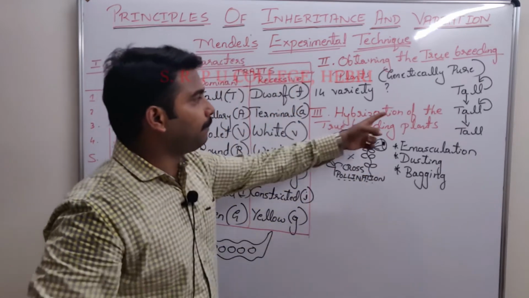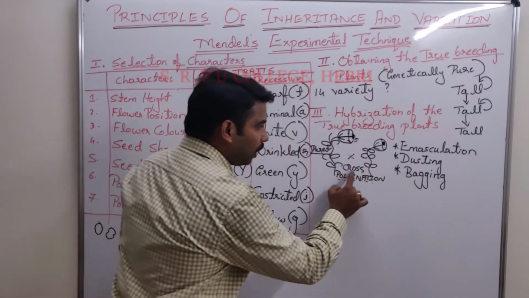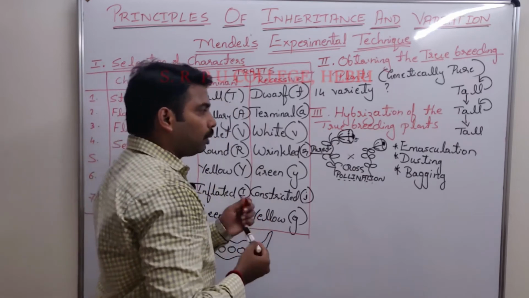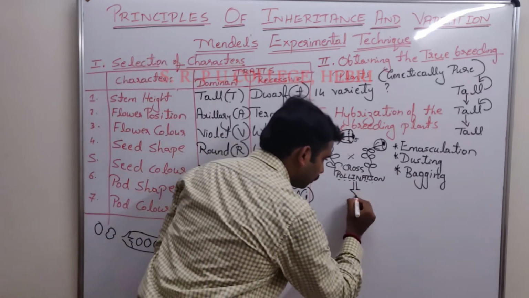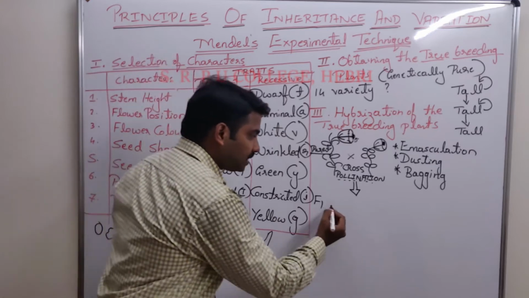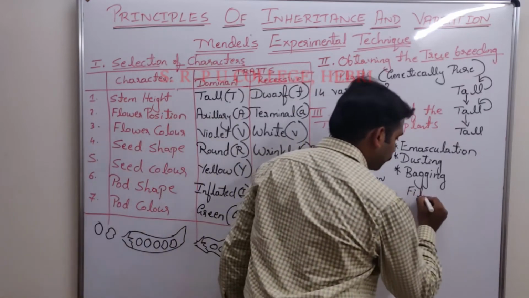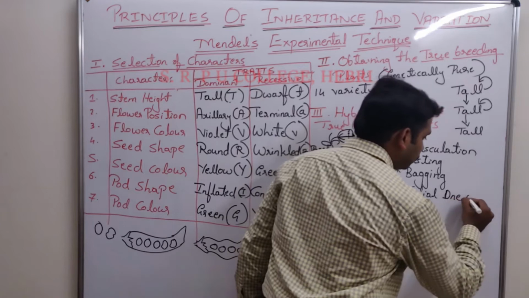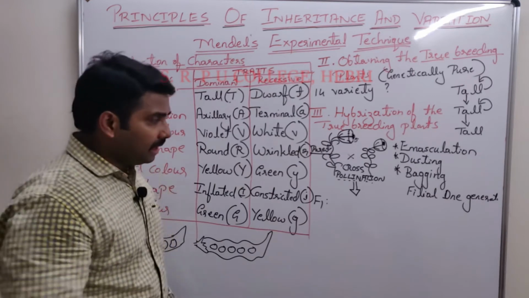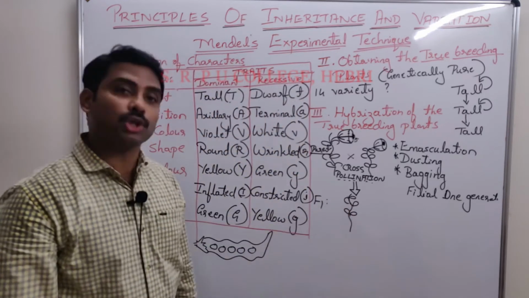So hybridization of the true breeding plant, where you are selecting the two true breeding plants, you are doing cross-pollination with the help of emasculation, dusting and bagging, due to which you will get its progeny or the first generation. And the first generation, what you get, that generation is called F1. What do you mean by F1? Filial one generation. F1 refers to filial one generation, the first generation plant is obtained.